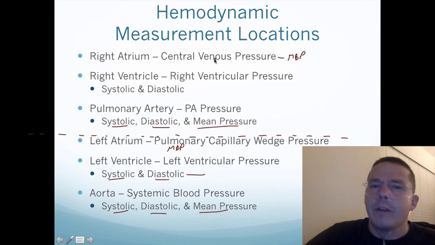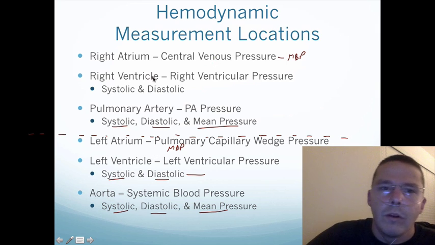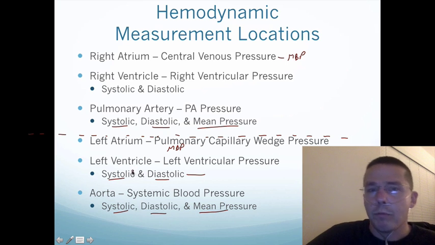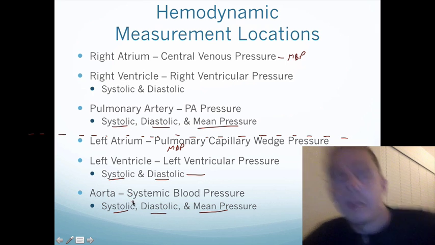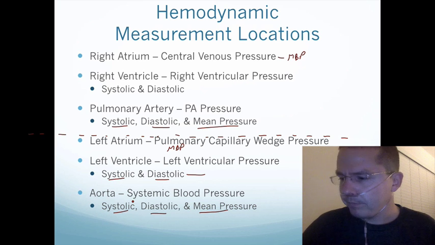Right atrium, very, very similar to the left atrium. Actually, the values are pretty similar as well. Right ventricle, very similar to the left ventricle, although the values, while proportional, are very different. And then the pulmonary artery, similar to the aorta, while the values, like I said before, are very different, but you see the trend.